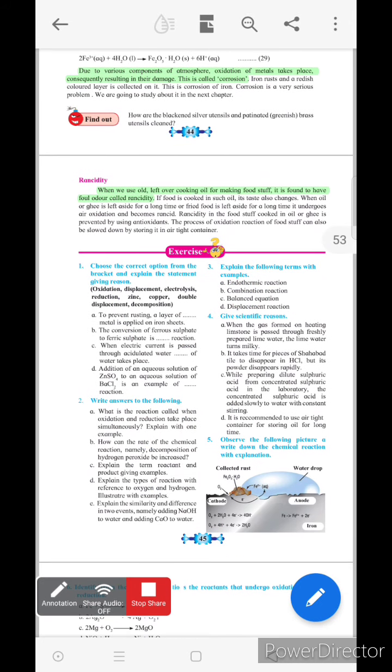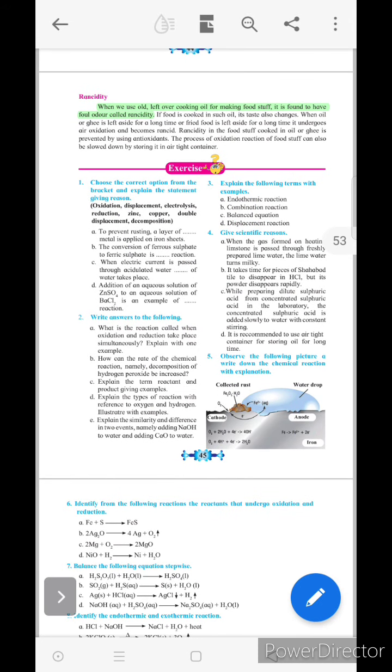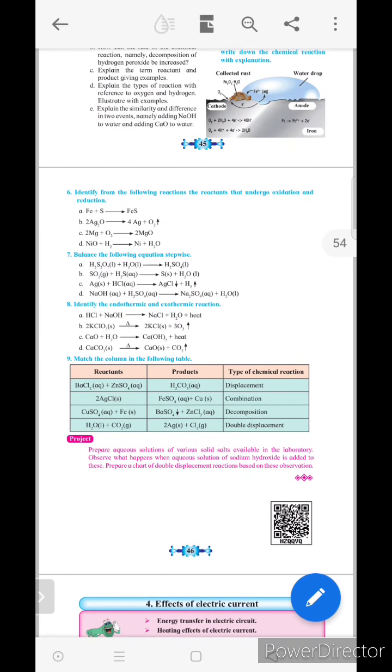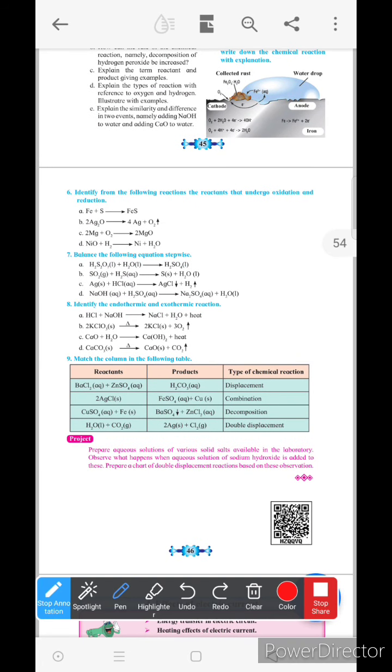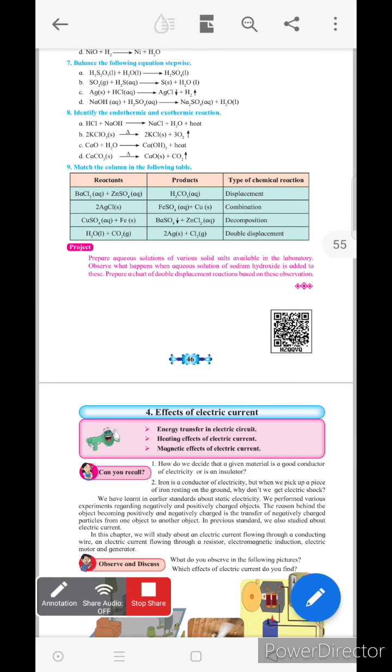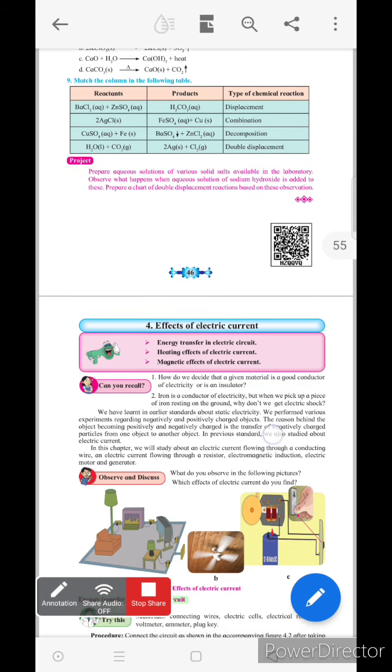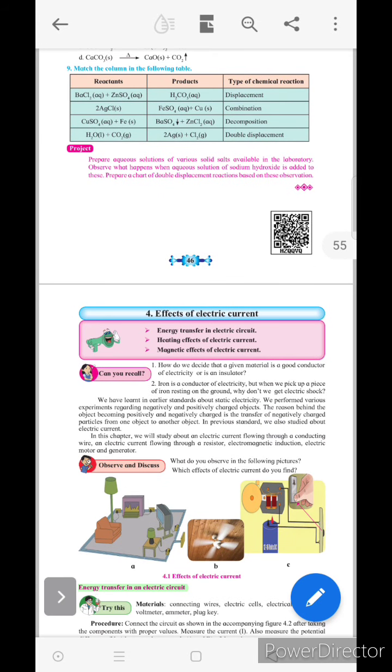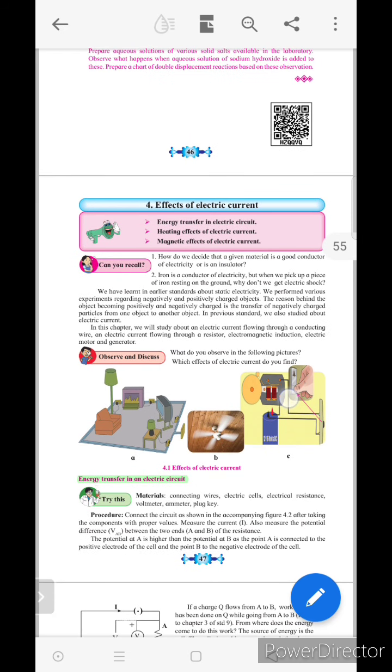On page number 45, there is no reduction. And here, page number 46, that project is also removed. The project, you don't have to do that project. This project is also removed. Here, lesson number 3 is finished. Now we will move on to the next lesson, that is lesson number 4.